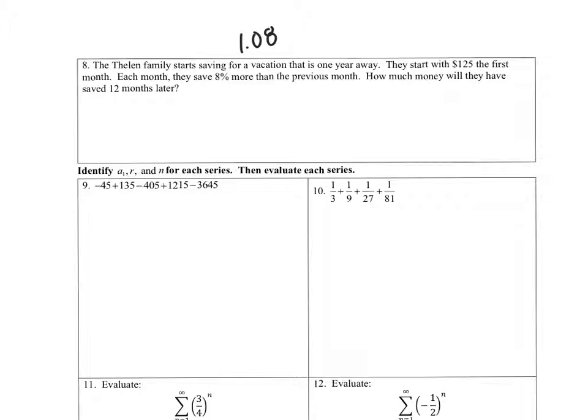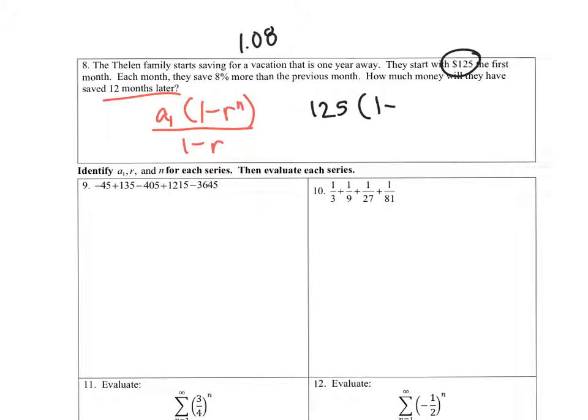So this is taking into account saving month 1, month 2, month 3, month 4, adding them all together. So this is going to be a finite geometric series formula. So the finite formula is a sub 1 times 1 minus r to the n over 1 minus r. So my a sub 1 is my first month. So it's 1 minus, my common ratio is 1.08 to the 12th power over 1 minus 1.08.